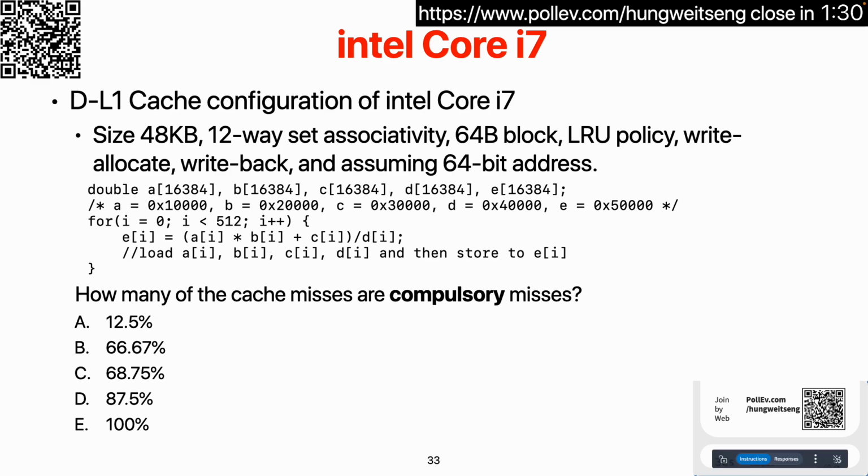what if we have a Core i7? How many of the misses are compulsory misses?